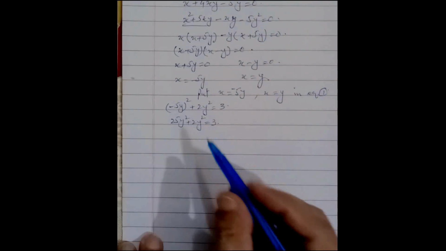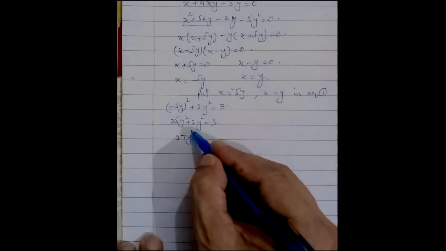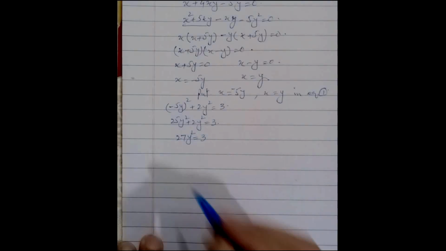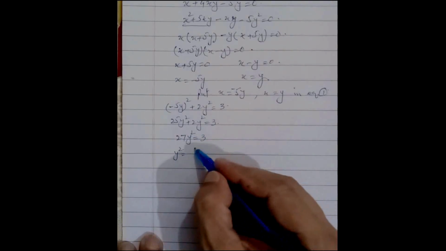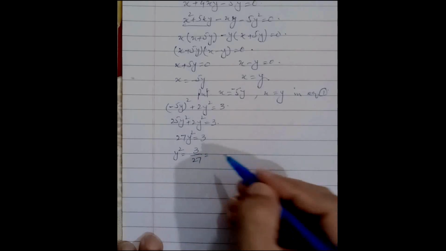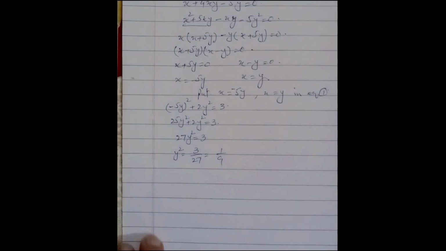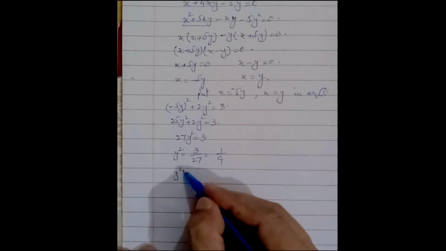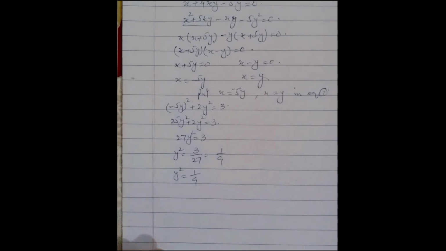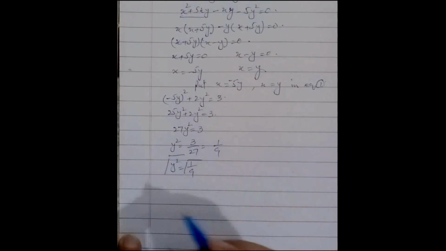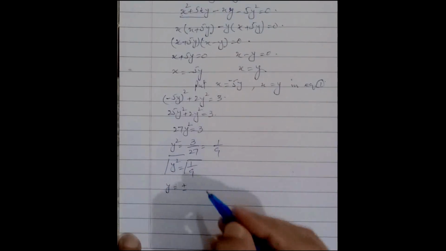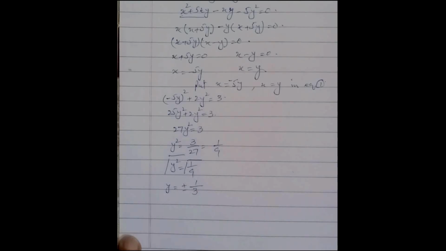25y square plus 2y square, we get 27y square is equal to 3, and y square is equal to 3 over 27, which is equal to 1 over 9. Y square is equal to 1 over 9. Take square root both sides. We get y is equal to plus minus 1 over 3.